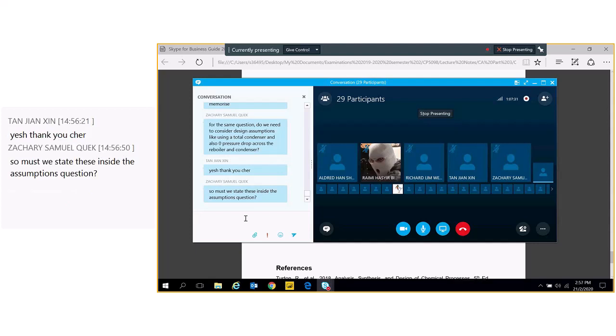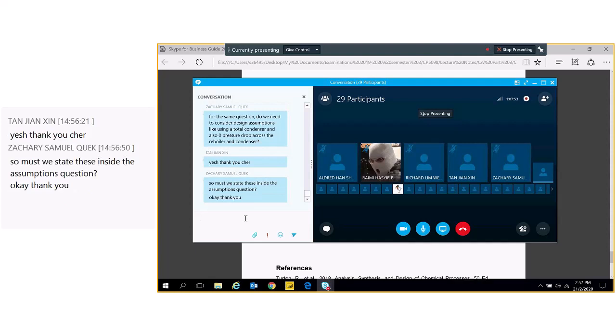It depends on how the question is written. If the question says that this is a total condenser, then you don't have to state this assumption. Otherwise, you have to read the question very carefully. From there you can figure out whether you need to state the assumption or not. The reason for stating an assumption is basically to support your calculation.